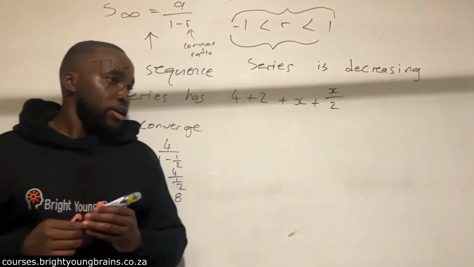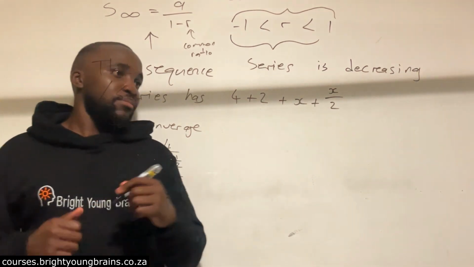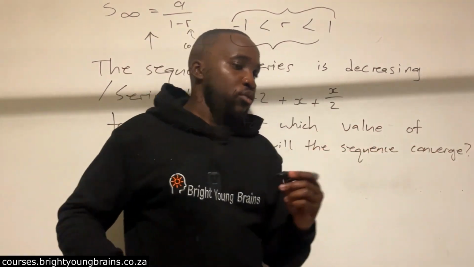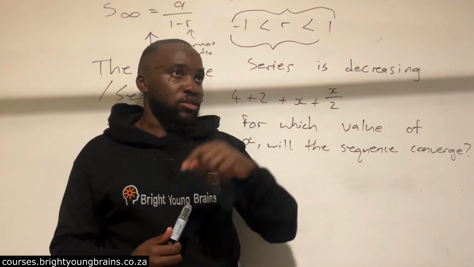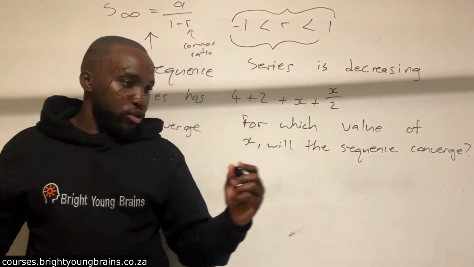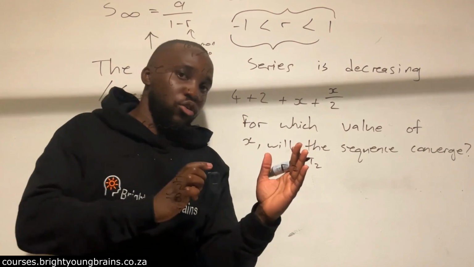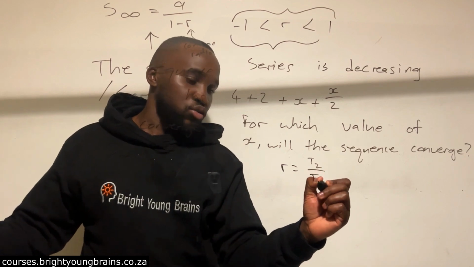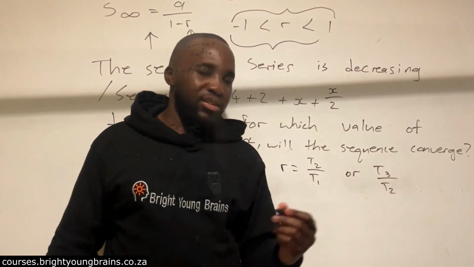So an example of that is something like this. If you had an expression like this, and maybe they ask something like, for which value of x will the sequence converge? If they ask a question like this, the first thing you do is write out this expression: r is between -1 and 1. And then you first have to get a value for r. Remember, r is any term divided by the previous one. So for example, you can say t2 divided by t1, or t3 divided by t2. It doesn't matter.